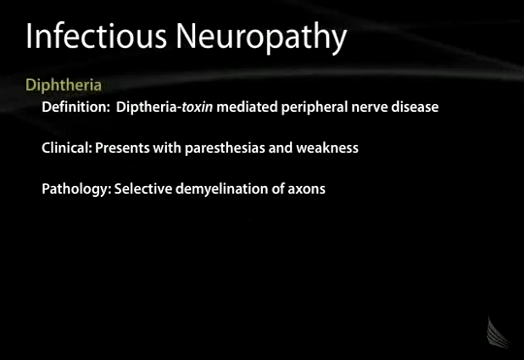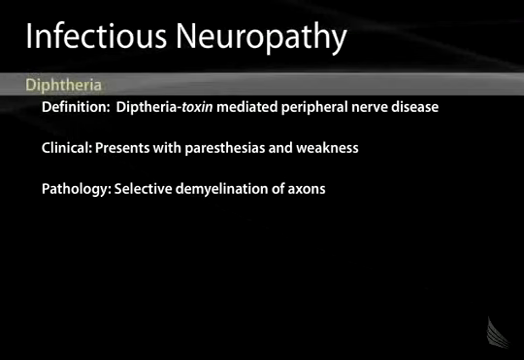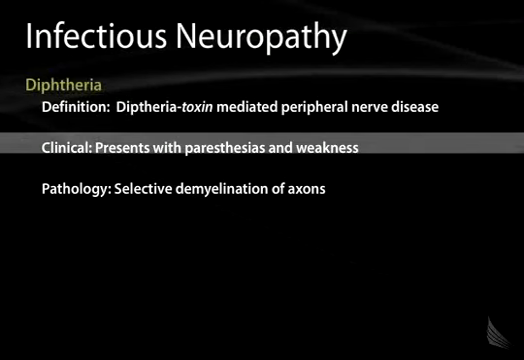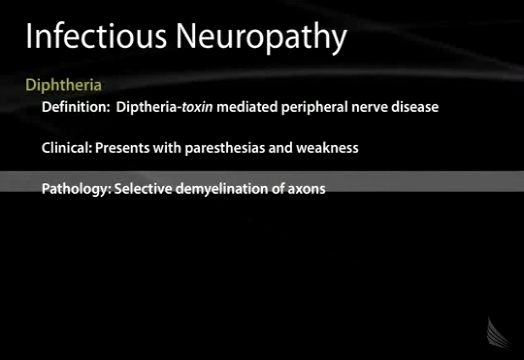Another infectious cause of neuropathy is diphtheria. The interesting thing about diphtheria is that it's not the bacteria that causes it, but rather the toxin made by diphtheria that causes the peripheral neuropathy. Here the patients again present with paresthesias, numbness, tingling, burning, but also weakness of their muscles. And when you look at their nerves, you will see segmental demyelination. Again, treatment of the diphtheria should, in essence, help with the neuropathy.